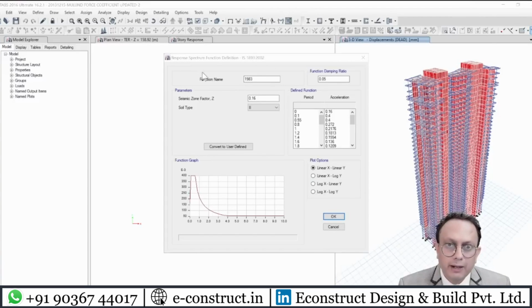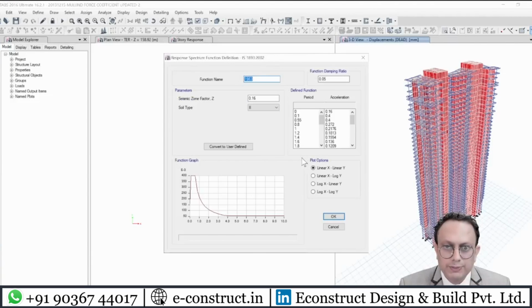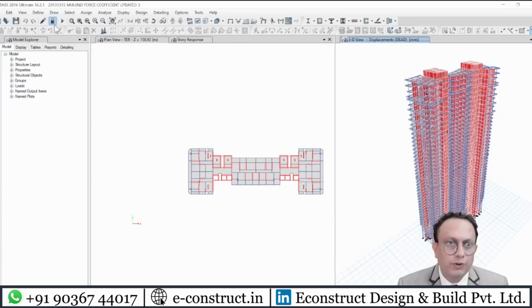All right, so depending upon this, you will do the dynamic parameters. You have been given the response spectra. What is the response spectra? This is the response spectra. You will be defining it, and this response spectra you would be attaching to the dynamic form.